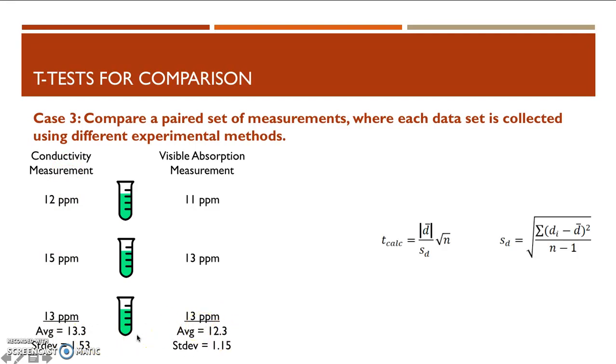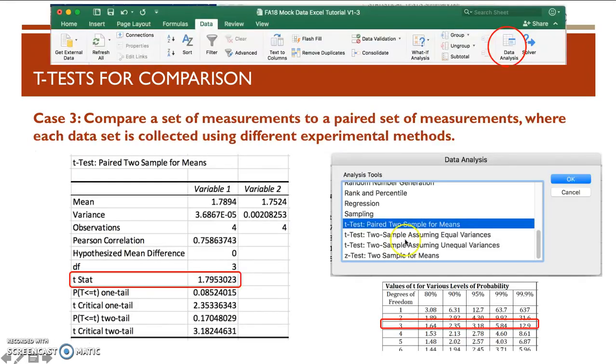So this is the set of equations that you would use, where this d bar is the average difference between this paired set of measurements, and s_d is the standard deviation of those differences. Basically what that means is I'm going to take the difference between these 2, the conductivity measurement and the visible absorption measurement. For each one of these, I have an average difference and a standard deviation of the difference, and I can calculate t calc. This is also an option in Excel using that Data Analysis: the t-test paired two-sample for means. And again, you get that readout with the t-stat that you would compare to a t-table value.